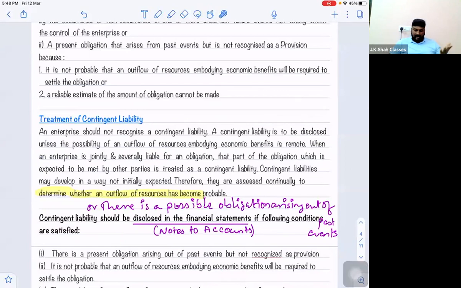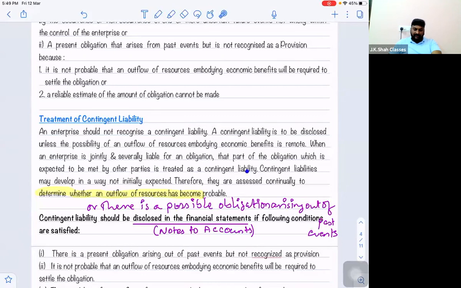Now, what is the treatment? An enterprise should not record contingent liability. We already know that it is not recorded in the P&L balance sheet. A contingent liability is to be disclosed. Disclosed means in the notes to accounts. Unless the possibility of an outflow of resources embodying economic benefits is remote. Means if the possibility of outflow of economic resources is remote, don't even disclose. Correct? When an enterprise is jointly and severally liable for an obligation, that part of the obligation which is expected to be met by any other party is treated as a contingent liability.